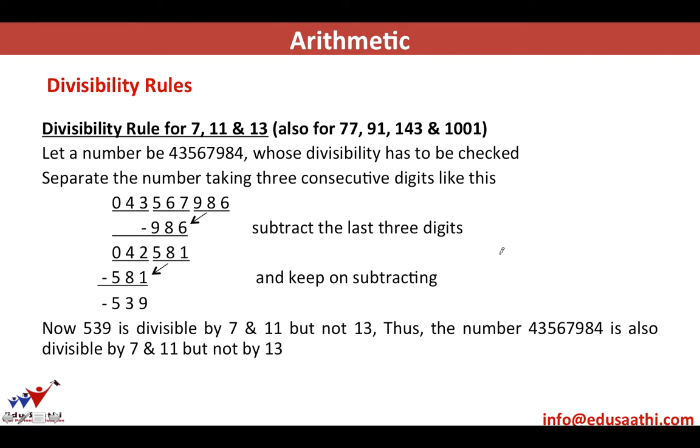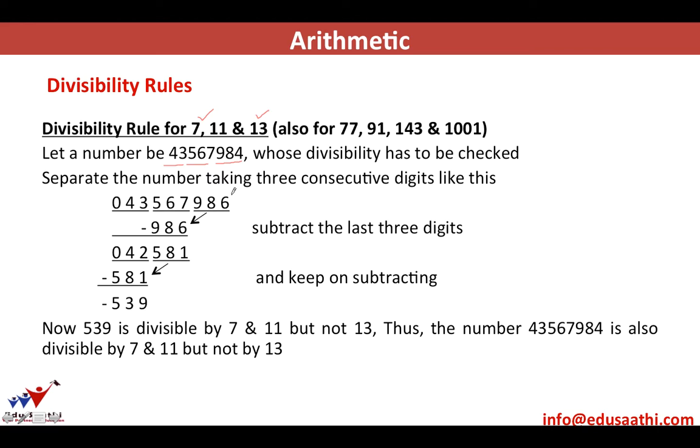Now, we have discussed the divisibility rules for certain numbers, but we have not discussed them for numbers like 7 and 13. Right? So 11 I've already discussed. So let me take a number, 3, 5, 6, 7, 8, 7, 9, 8, 4, whose divisibility has to be checked with 7. Now what I'll do is I'll separate the number taking 3 consecutive digits like this. So I'll try to separate it starting from the back. So this is what I have.